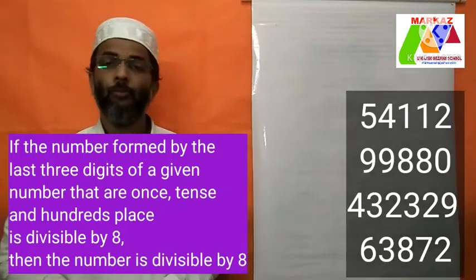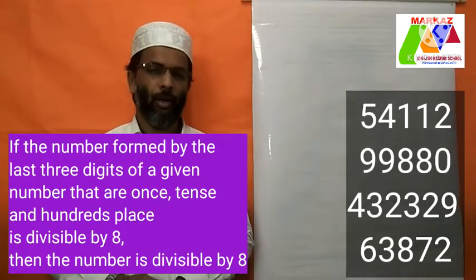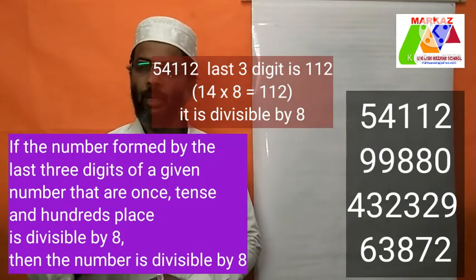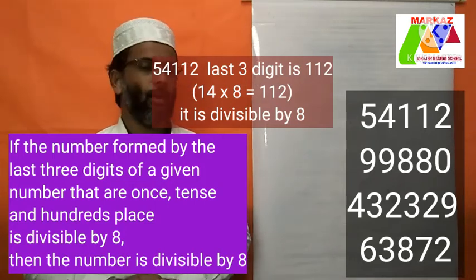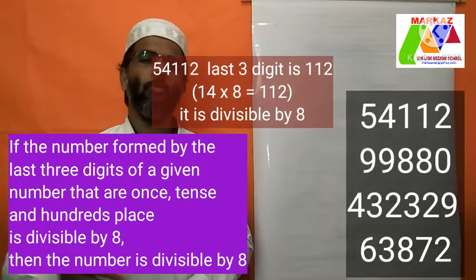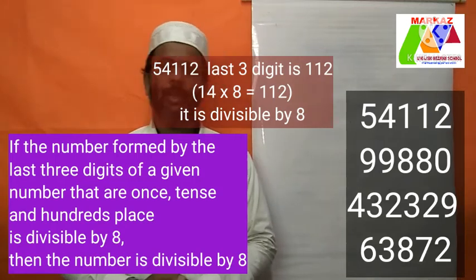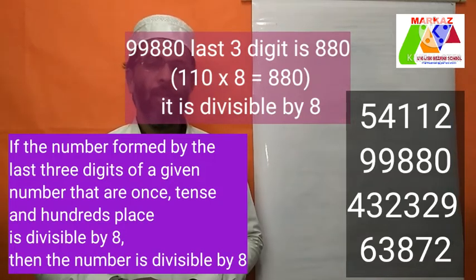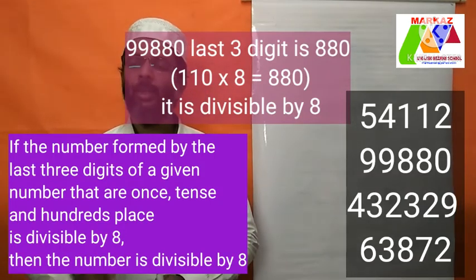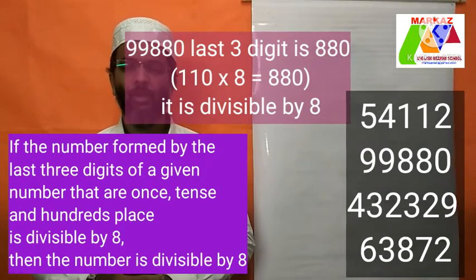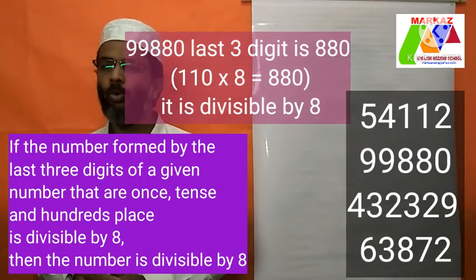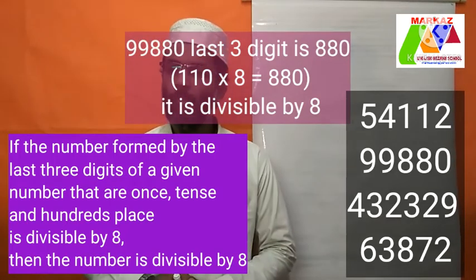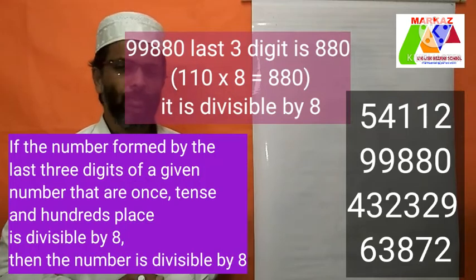First one, 54,112. The last 3 digits are 112. 14 into 8 is 112. It is divisible by 8. Second one, 99,880. The last 3 digits are 880. 110 into 8 is 880. It is divisible by 8.